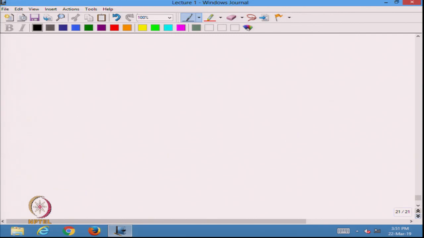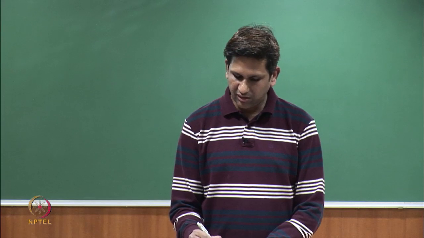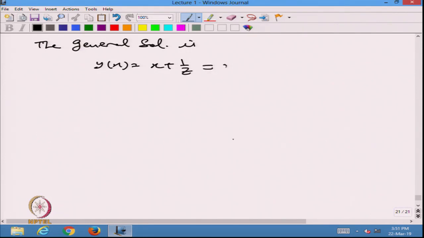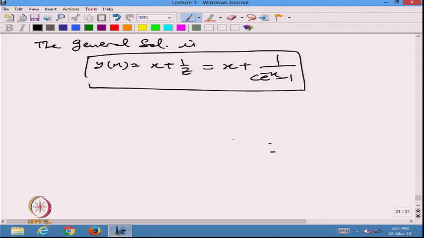Now, I want the general solution of the given equation. So, the general solution is y(x) = x + 1/z, where x is the same, and instead of z I can write this value. So, that becomes y = x + 1/(c e^(−x) − 1). That is my general solution for the given Riccati equation. In this case I am able to solve the Riccati equation with method 1.